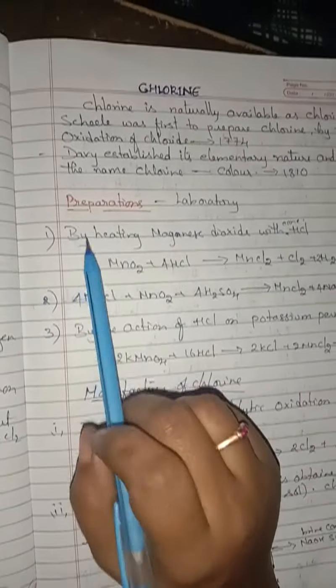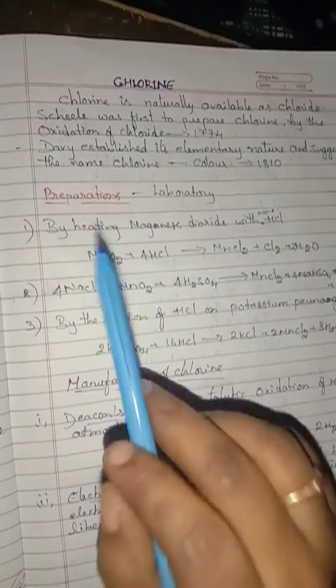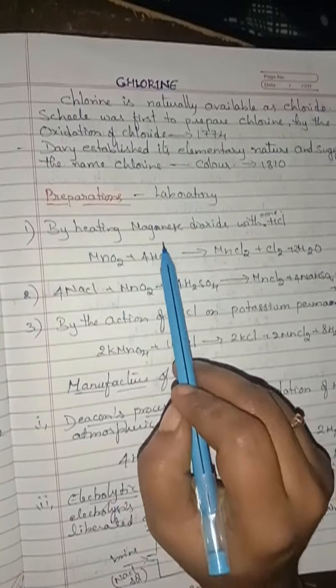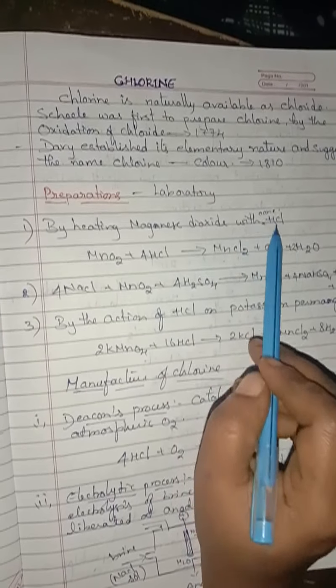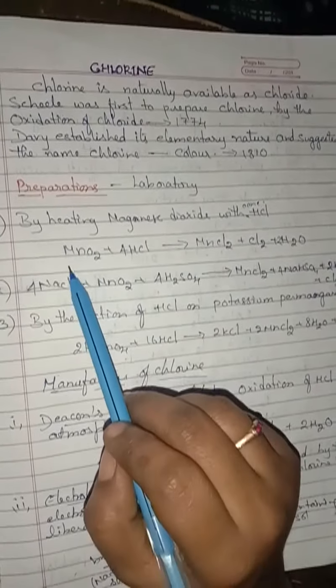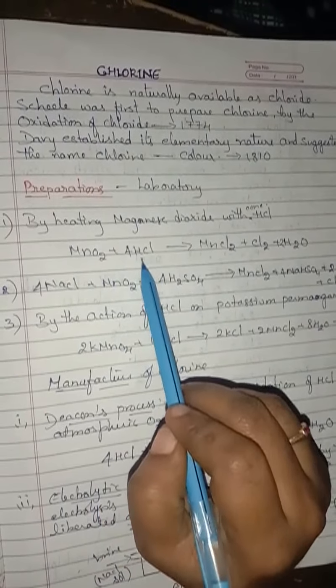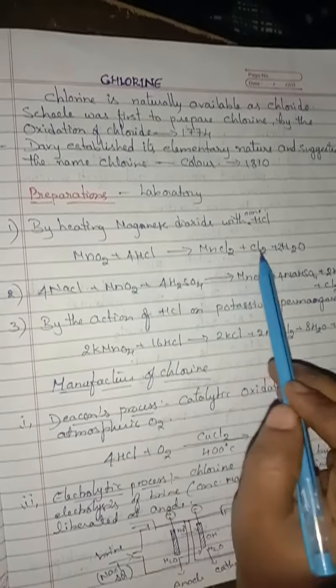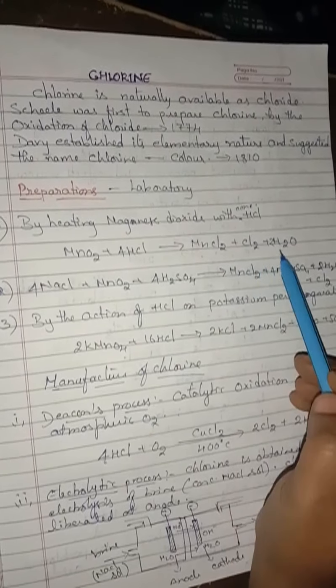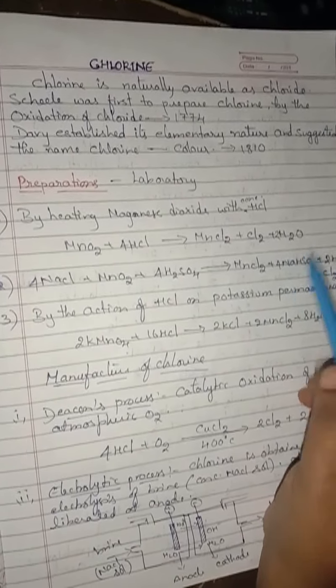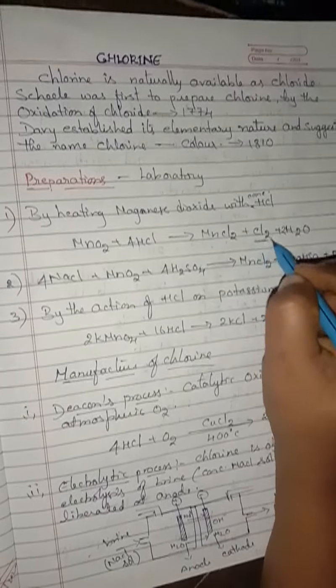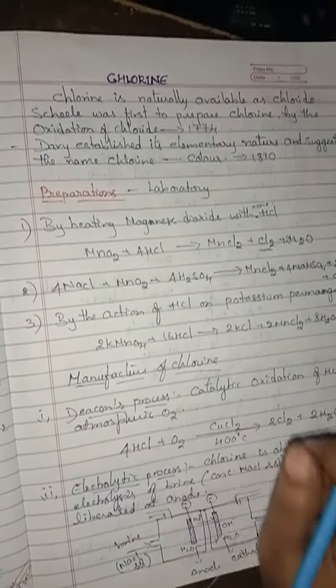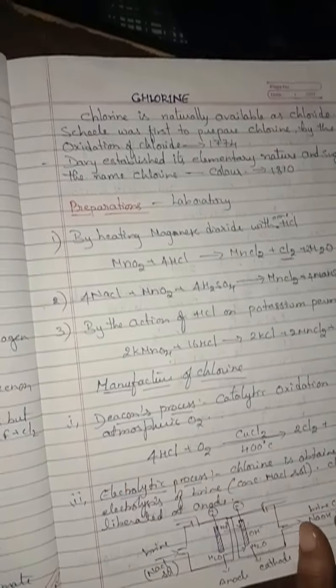Next, we are going to see the preparation of chlorine. In the laboratory, chlorine can be prepared in the first process by heating manganese dioxide with concentrated hydrochloric acid. When manganese dioxide reacts with hydrochloric acid, what does it form? Manganese chloride, Cl2, chlorine gas and 2H2O. So here chlorine is prepared by heating manganese dioxide with concentrated hydrochloric acid.